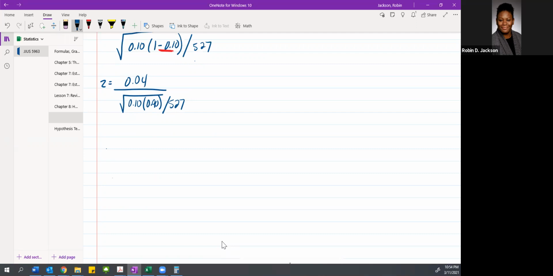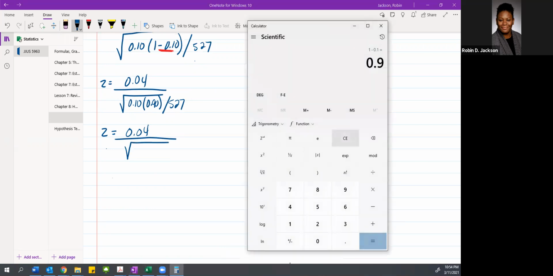Okay, so next step. Z is equal to 0.04 divided by... So let's get the calculator out again. I just did this calculation, but I always tell you guys, clear everything out just to make sure you don't have something left over. I could have just multiplied it by 0.10, but good practices. I have to mimic and do good practices.